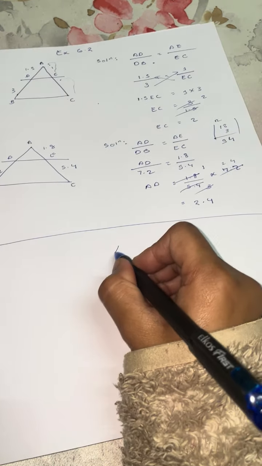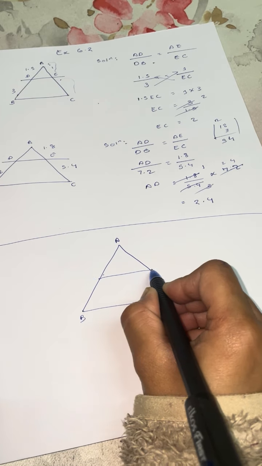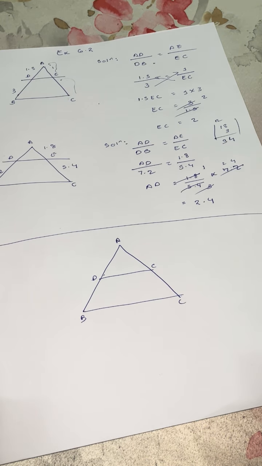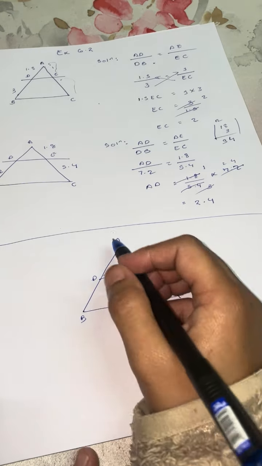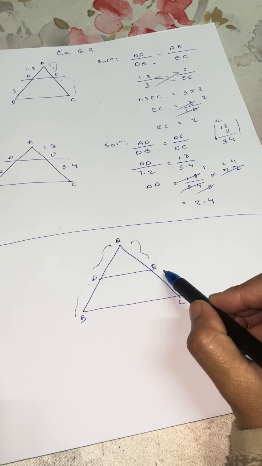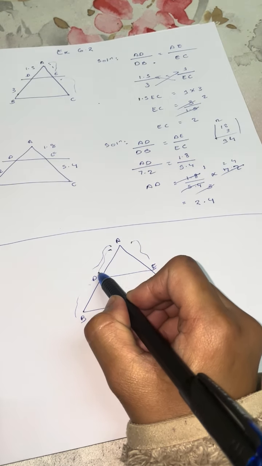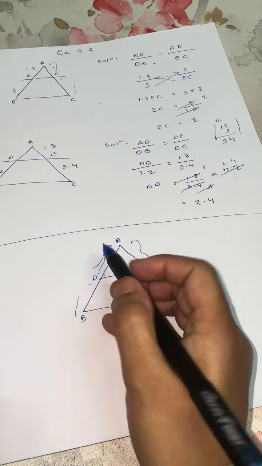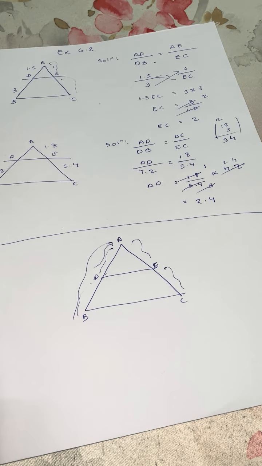Recall the BPT. In triangle ABC, if DE is parallel to BC, then we can say that AD and DB are divided in the same proportion, and AE and EC are divided in the same proportion. Hence AD is proportional to the whole of AB.